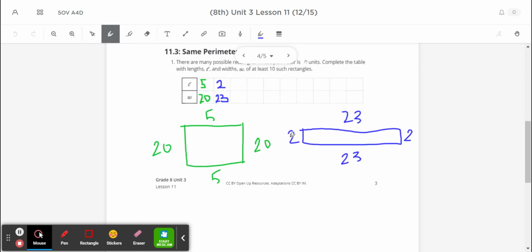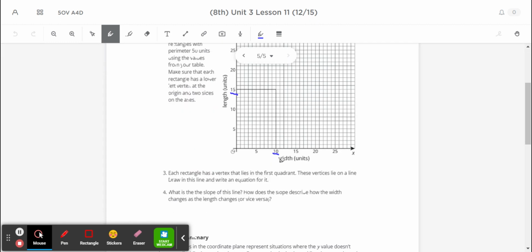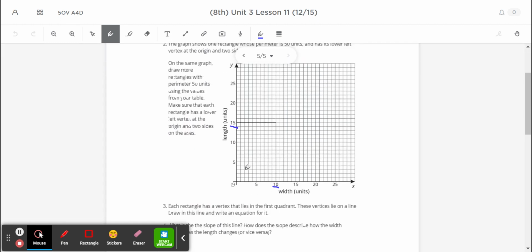Here's what that means. I'm going to come back to my table and say, okay, I can have a length of 5 and a width of 20. So on my graph, I would plot length 5, width 20, and I would have a point right there. Another one I had was a length of 2 and a width of 23. And so I can plot that point here as well.